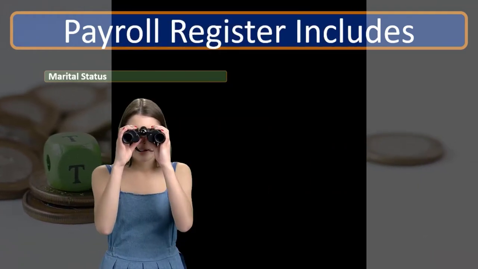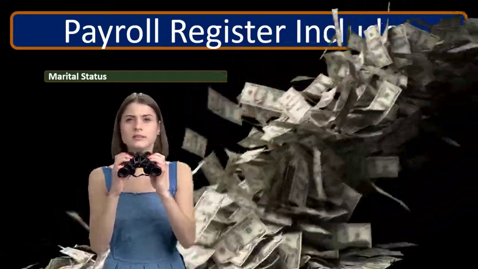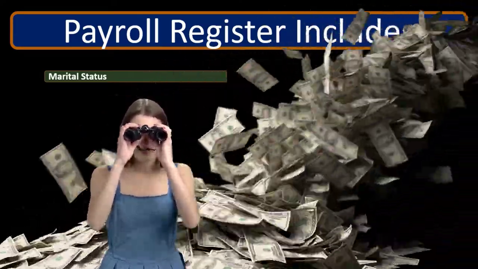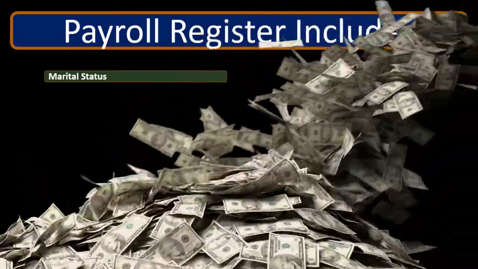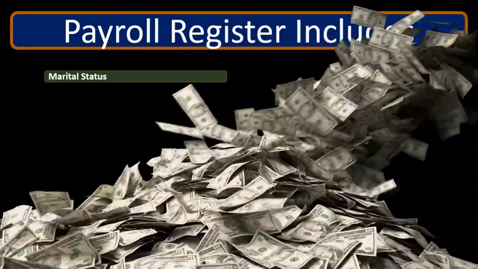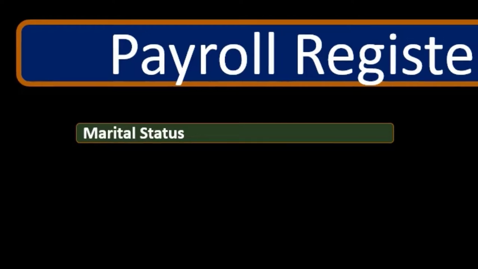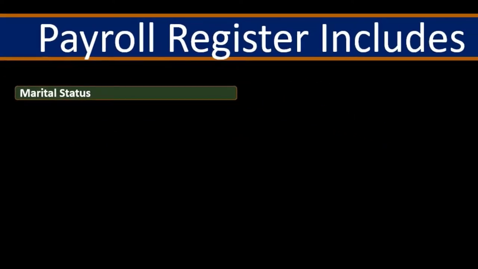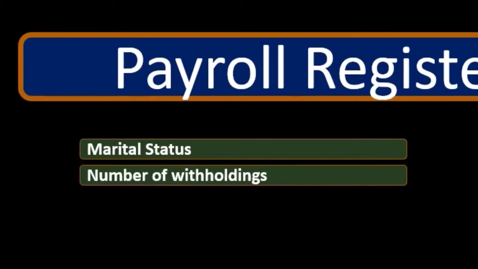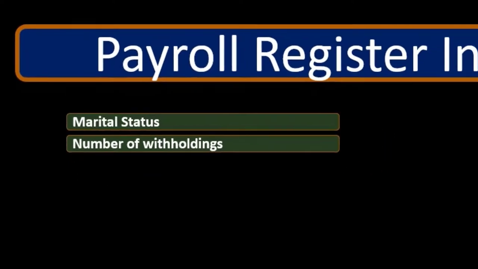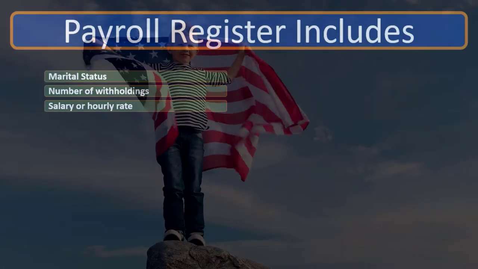So we'll go over just some of the data that will be included. And then when we work a problem, we'll see the payroll register and how to do some calculations with it. So first we need the marital status. Why? Because the marital status is going to be needed in order to calculate federal income tax, which is a progressive tax system, and a marital status, married or single, is one of the components to that. Number of withholdings are also going to be needed for federal income tax calculations.